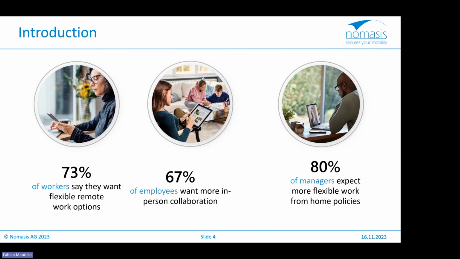But at the same time, 67% of the employees want to work more in person. So they really want to be able to choose if they want to work from home or from their office. And on the manager side, 80% of them are expecting more than just work from home policies, really policies that enable flexibility for everyone. And as you can see here, we already have a small paradox where the majority of the users want to work from home, but they still want to be able to work from their offices.